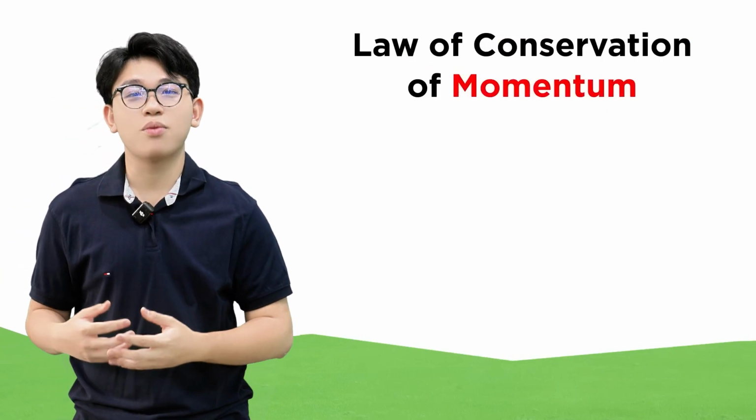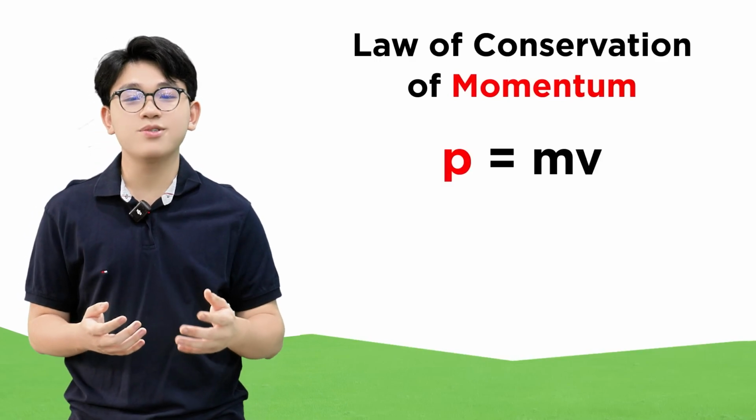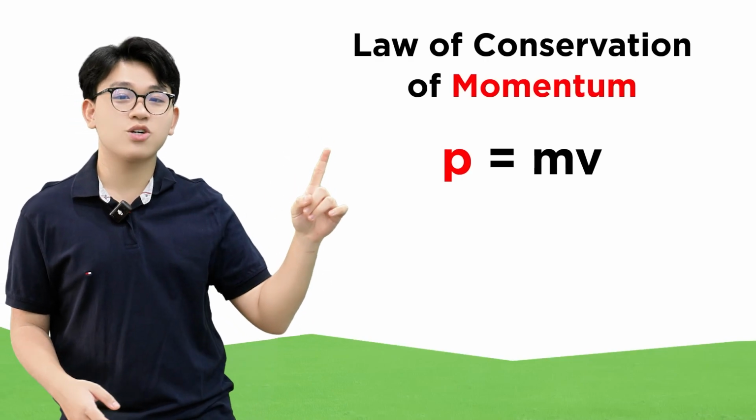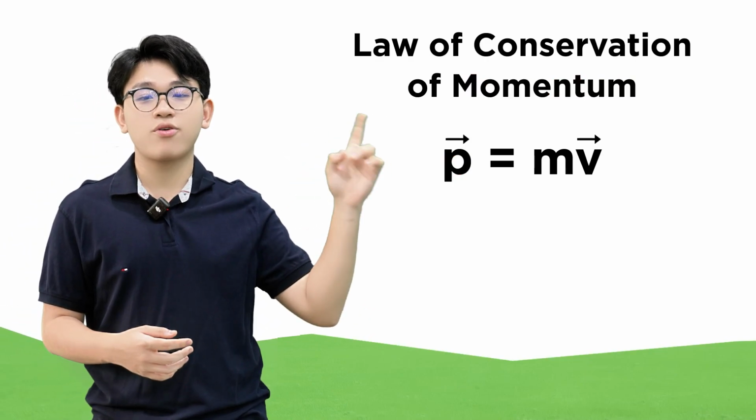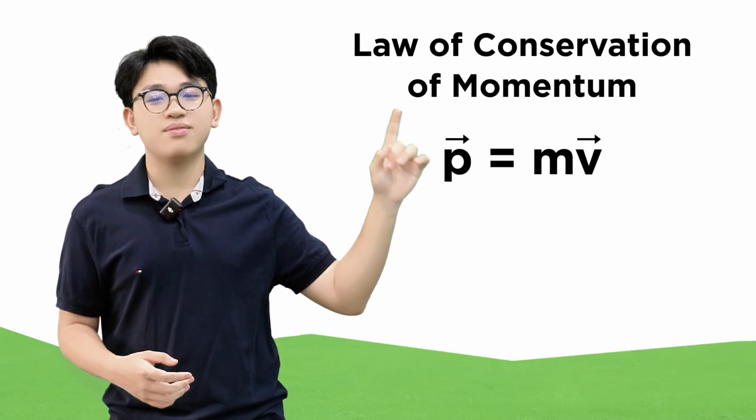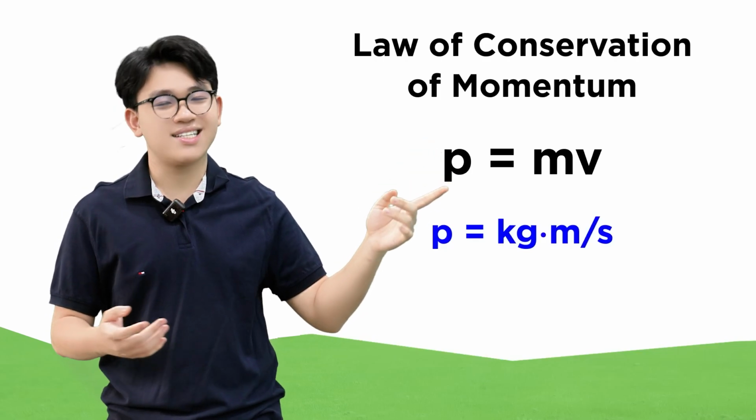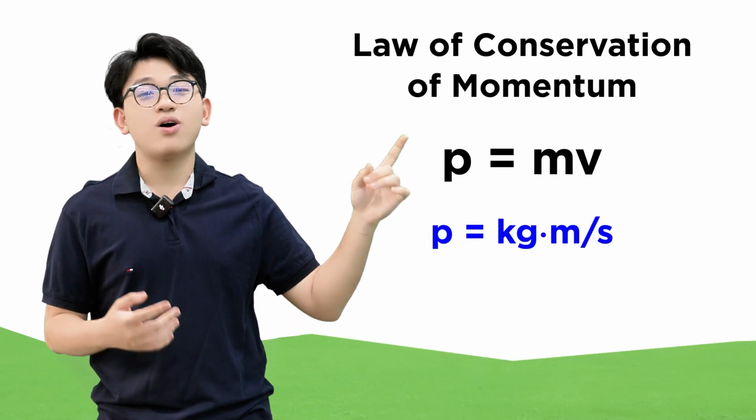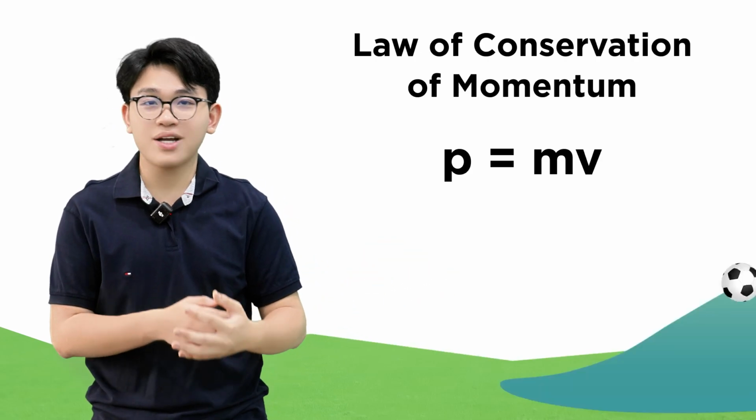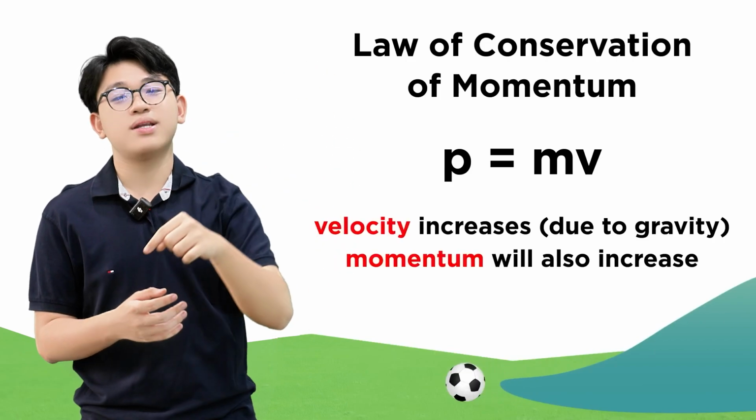First, let's talk about momentum. In physics, momentum is defined as an object's mass multiplied by velocity. We use the letter P to represent momentum, so the formula is P equals mass times velocity. Since velocity is a vector, which means it has direction, momentum is also a vector, which means it has both magnitude and direction.